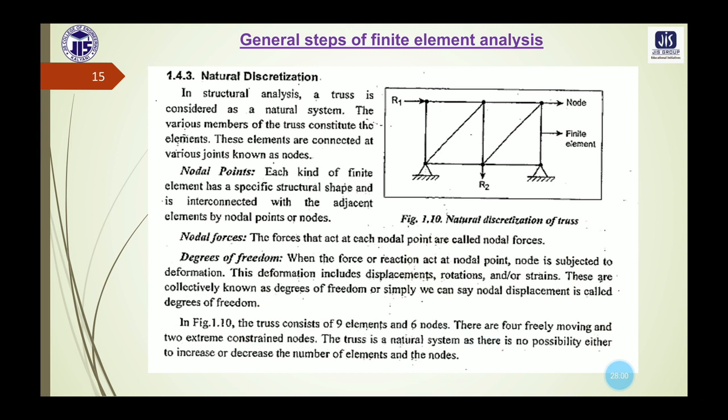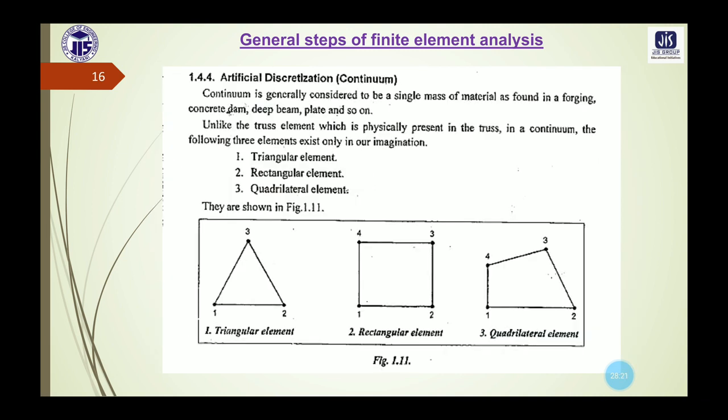Now in this figure 1.10, we can see that this truss consists of 9 elements and 6 nodes. There are 4 freely moving and 2 extreme constraint nodes. The truss is a natural system as there is no possibility either to increase or decrease the number of elements and the nodes. So this is the concept of the natural discretization.